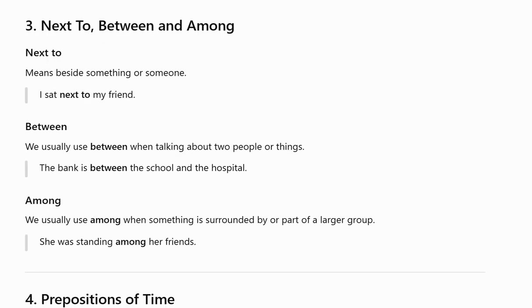Next to, between, and among. Next to means beside something or someone. I sat next to my friend. Between, we usually use between when talking about two people or things. The bank is between the school and the hospital. Among, we usually use among when something is surrounded by or part of a larger group. It means more than two people. She was standing among her friends.